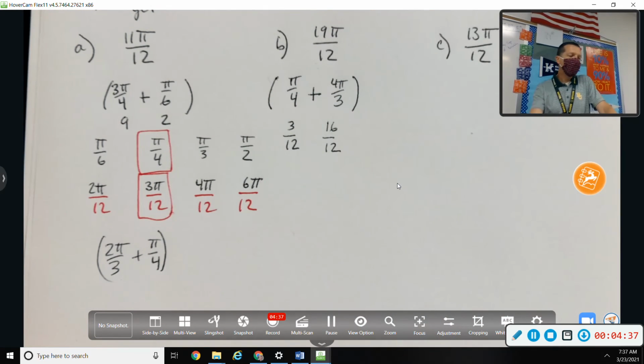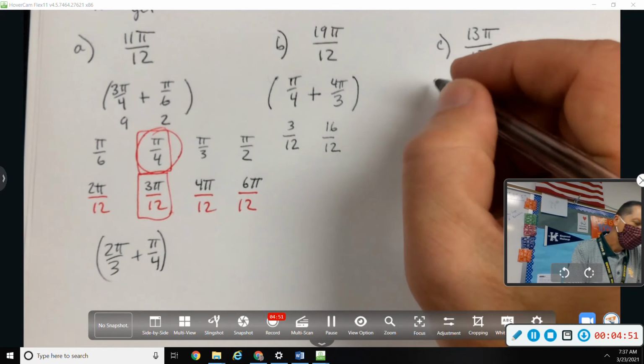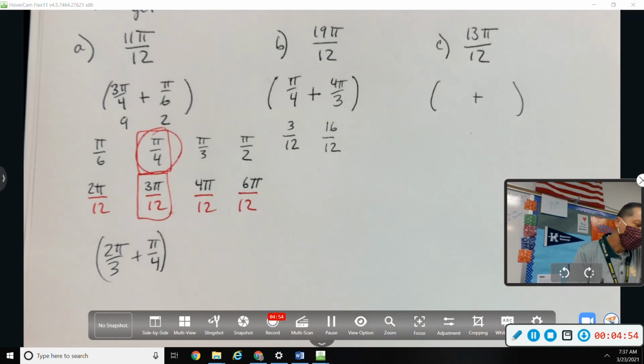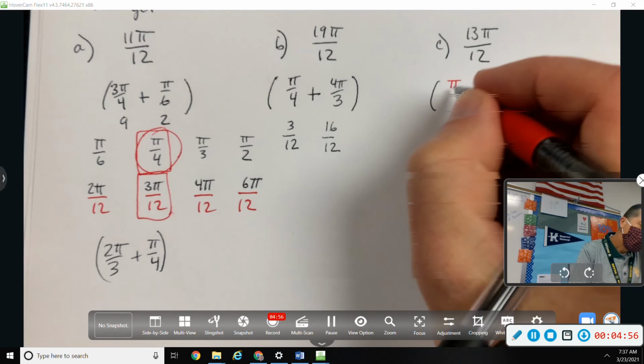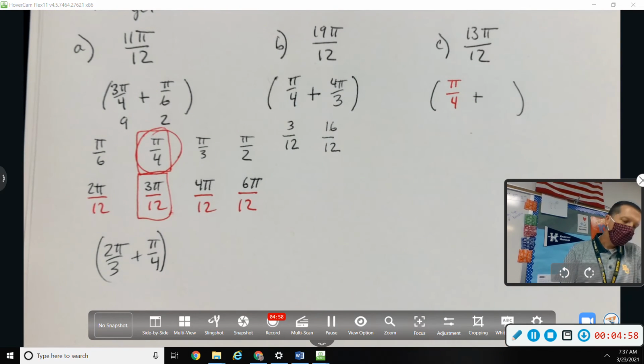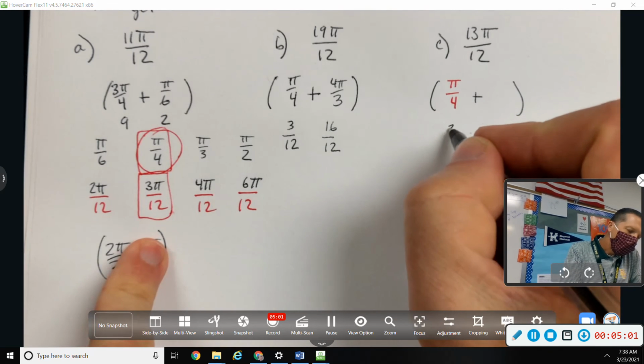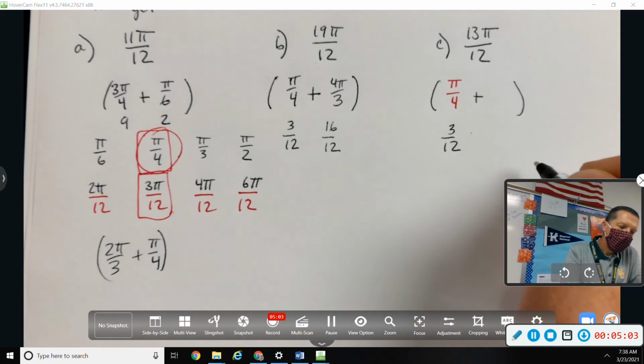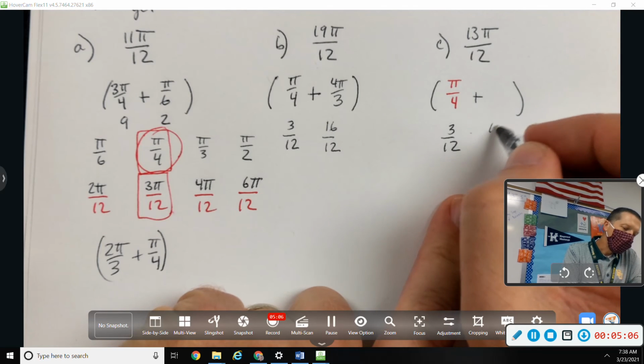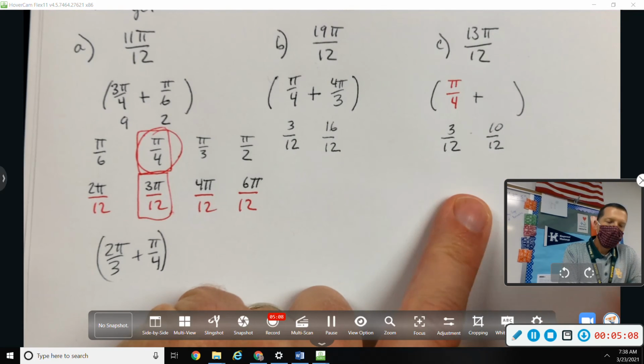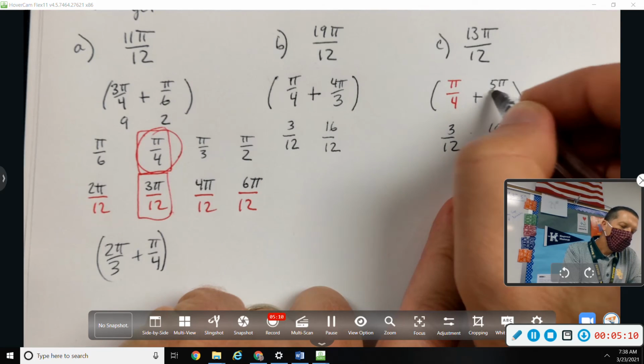So pi over 4 is sort of a key to this deal. It's one way to work the problem. One way is, like we did yesterday, just kind of figure it out and play with the numbers. It's a puzzle, figure it out, that's fine. The other way, if you're having trouble, is always use pi over 4 and then just figure out what else you need. So if I always use pi over 4, that's 3 over 12, which means I need 10 more over 12. And then 10 twelfths reduces to 5 over 6.